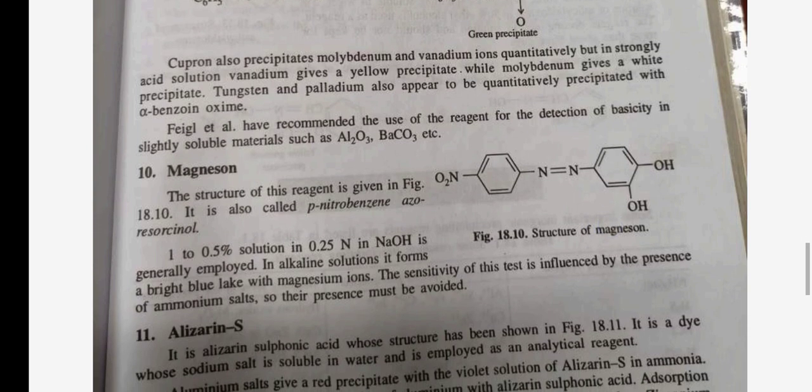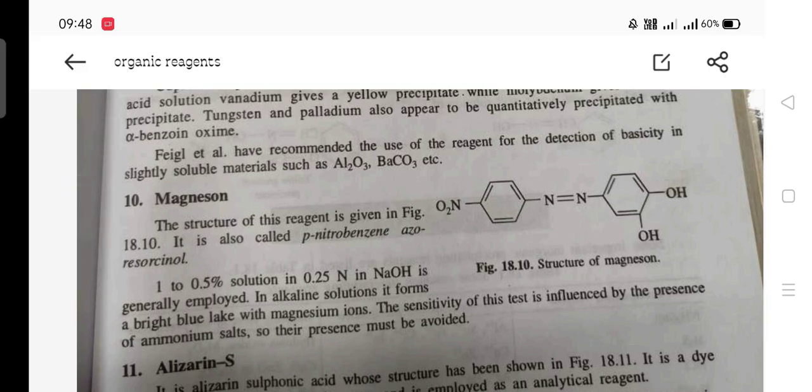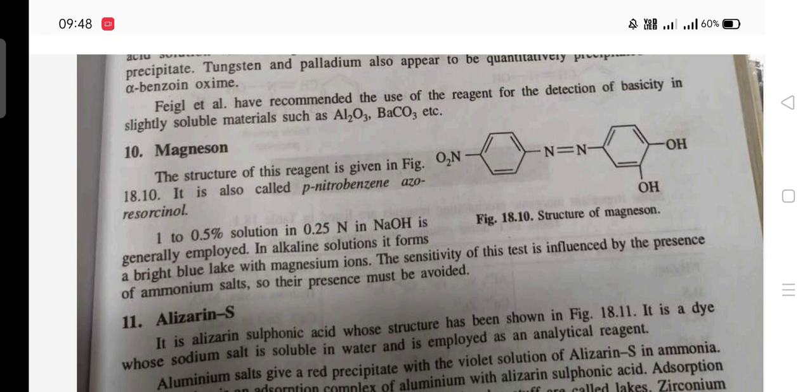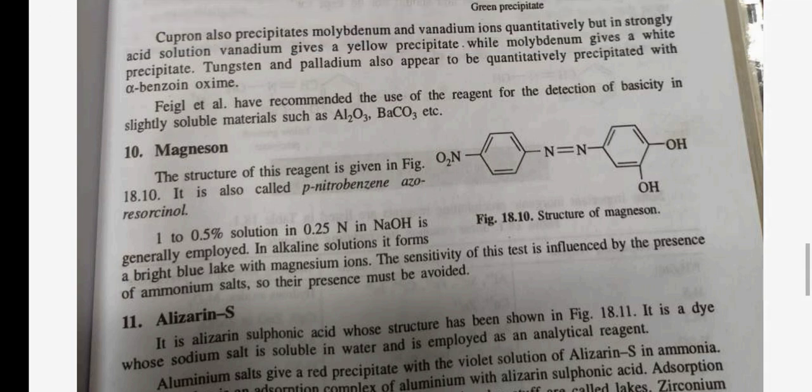Next one is magneson. The structure of this reagent is given in the figure. It is also called para-nitrobenzene azoresorcinol. A 0.001 to 0.5% solution in 0.25 normal NaOH is generally employed. In alkaline solution, it forms a bright blue lake with magnesium ion. The sensitivity of this test is influenced by the presence of ammonium salt, so their presence must be avoided.